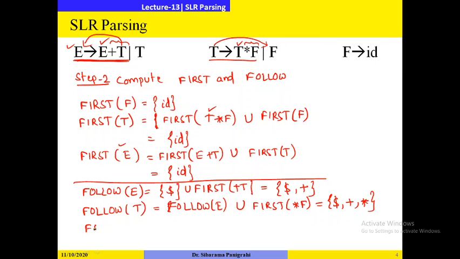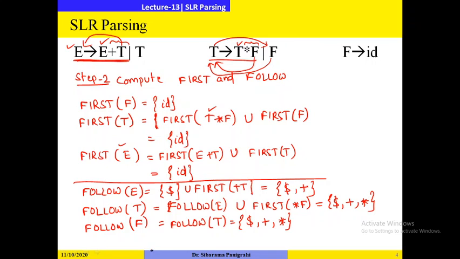Next we will compute follow of f. Follow of f is nothing but, here you see where you are having f on the right hand side, that you have to compute. So here you are having f, and t gives to f is a production. So follow of f is nothing but follow of t. So follow of f equal to follow of t. What is follow of t? Dollar plus star.